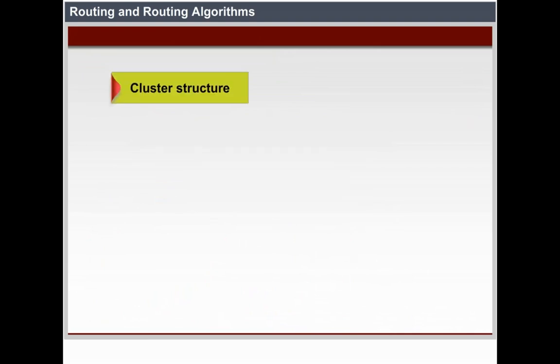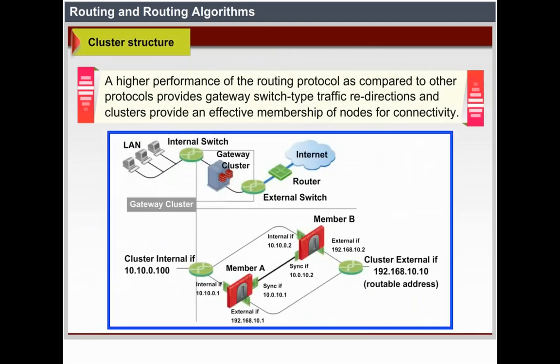Cluster structure gives a higher performance of the routing protocol as compared to other protocols, because it provides gateway switch type traffic redirections, and clusters provide an effective membership of nodes for connectivity.